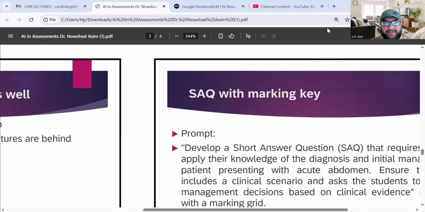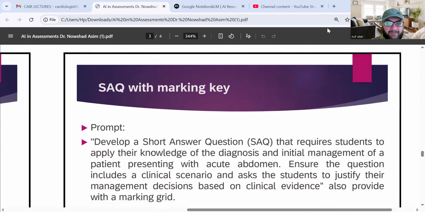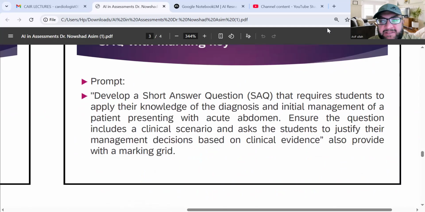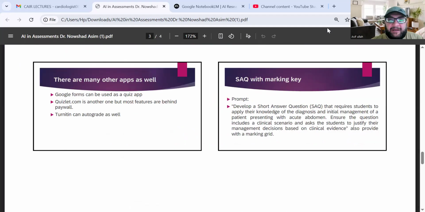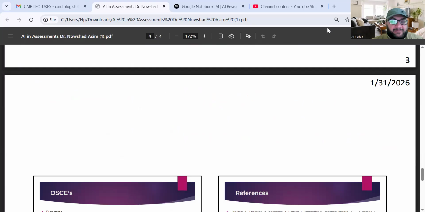Short answer question with marking key prompt. Develop a short answer question that requires students to apply their knowledge of the diagnosis and initial management of patient presenting with acute abdomen. Ensure the question includes the clinical scenario and ask the student to justify their management decision based on clinical evidence. Also provide a marking guide. So this is the prompt for a SAQ with marking key. It is the standard prompt.